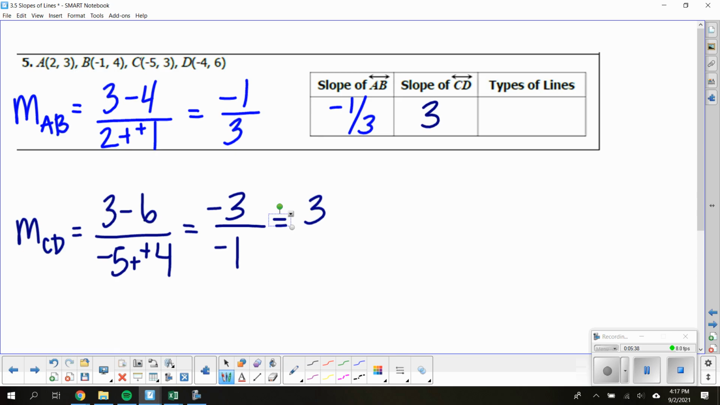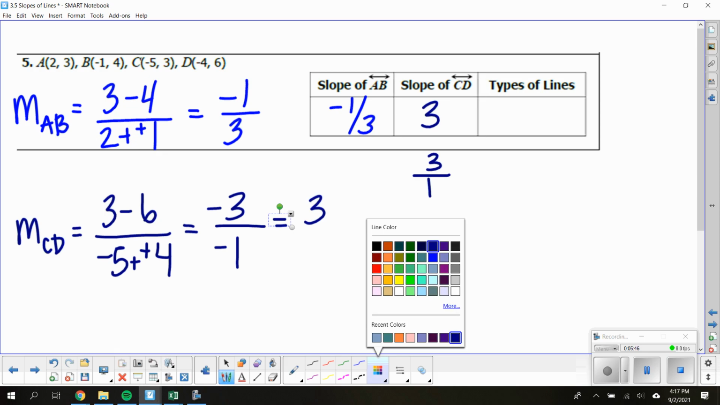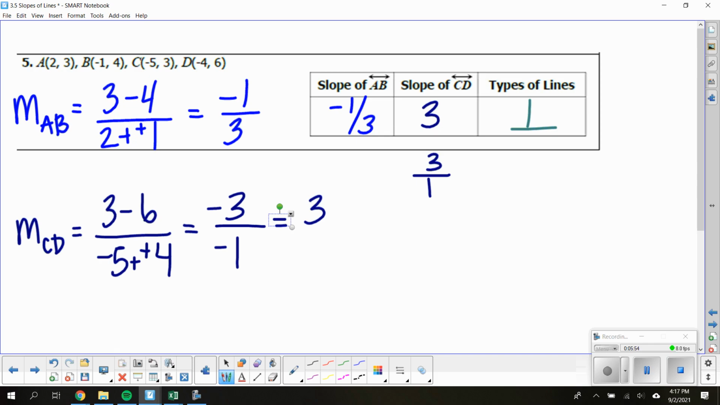All right guys, I have a fraction and a number. If you want, you can always write this as a number, so 3 over 1. So checking, one is positive, one is negative. And if I flip 1/3 over, it's 3 over 1. If I flip 3 over 1 over, it's 1/3. So these guys are going to be perpendicular.